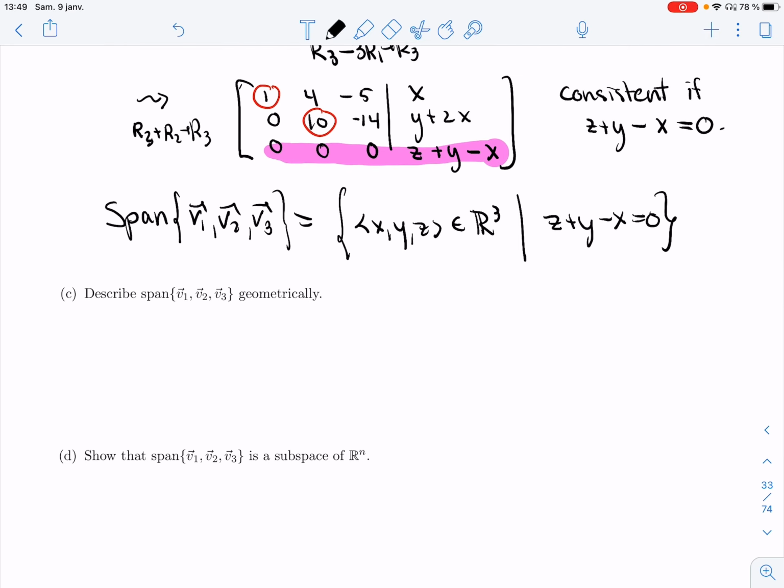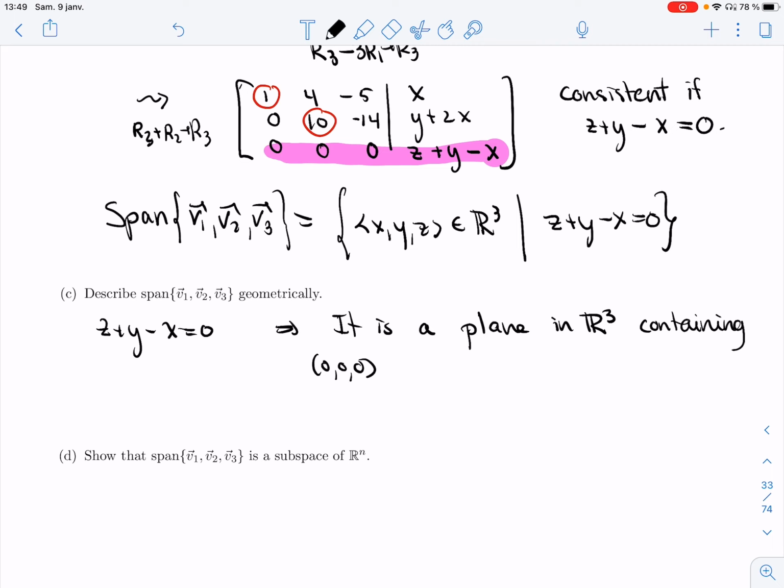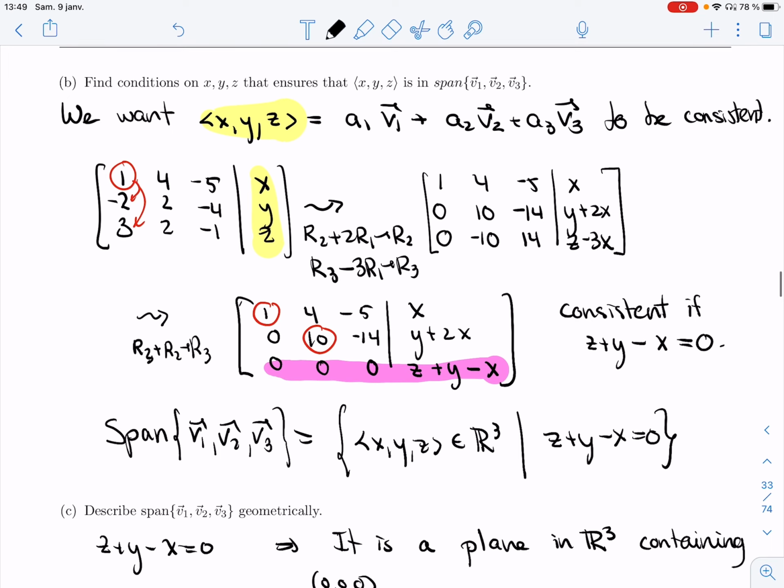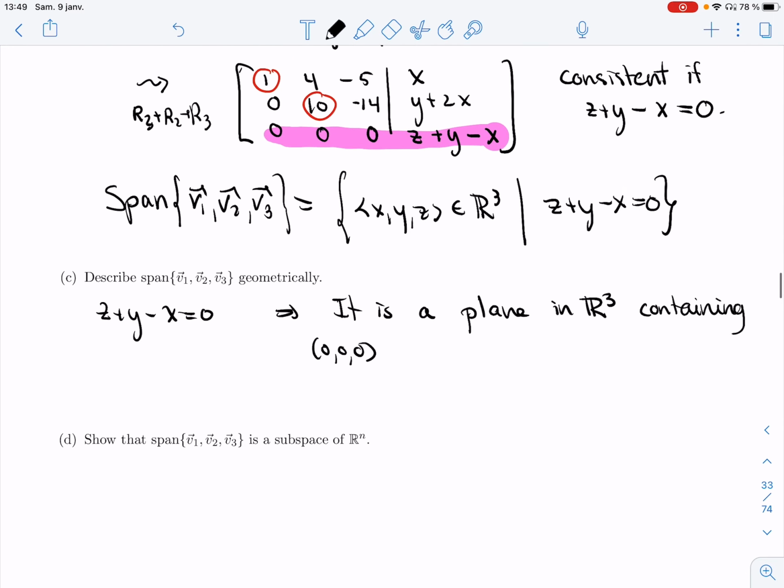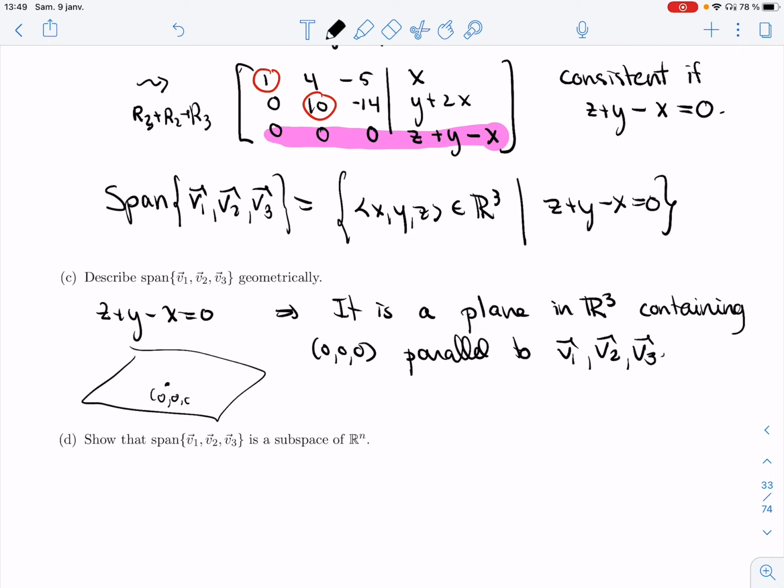All right, so I'm asked to describe the span geometrically. Well, we know that this means that it's a plane in R3. Because I have 0, it's going to contain the origin, 0, 0, 0, so it's easy to find a point. And we could say perpendicular to the normal vector, or we could say parallel to the vectors we started with. So let's say parallel to v1, v2, v3. So I have my plane, I have 0, 0, 0, and I have the three vectors I started with.